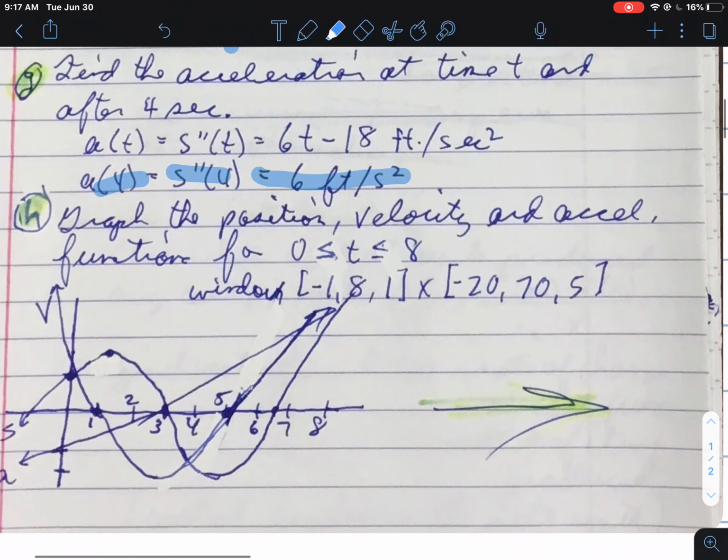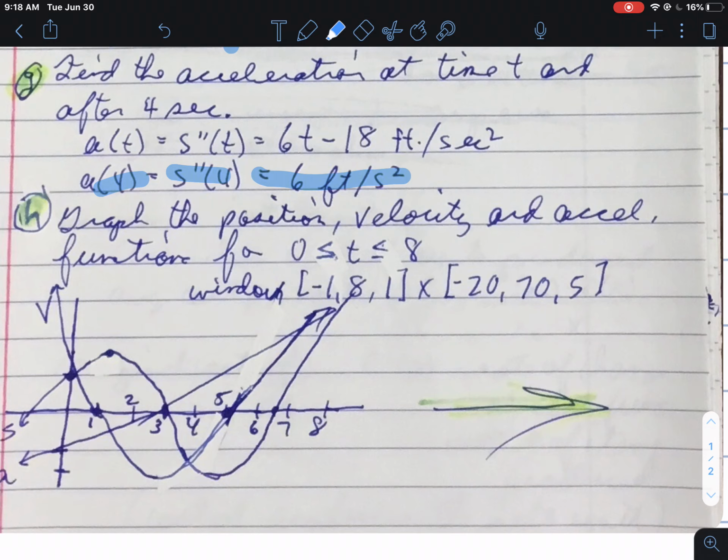So the next thing I did was I graphed those 3 functions that we've been working with. The position function, which was s of t, we had our velocity function that we found, s prime, and we now have our acceleration function, s double prime. And I graphed those 3 functions over the interval from 0 to 8.